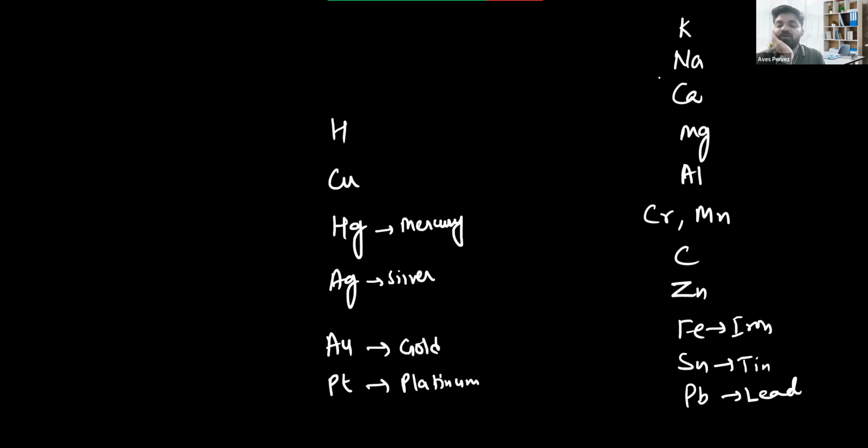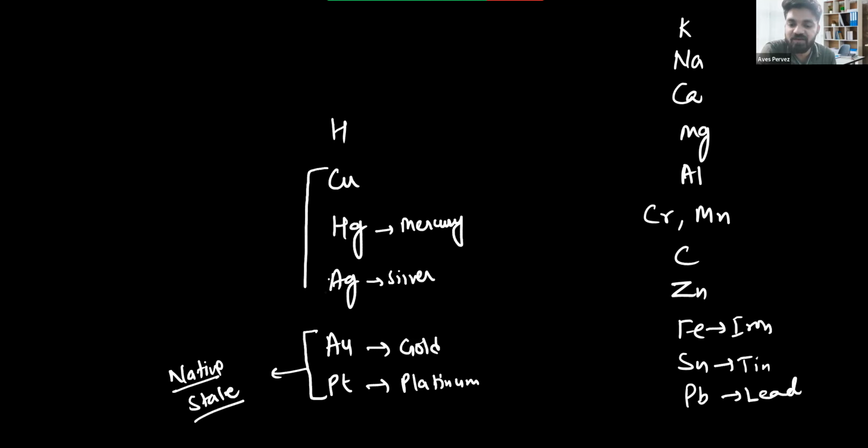If I talk about these metals, they exist in the native state. Native state means they are not found in oxide, carbonate or sulfide form. They exist in their native state, and these metals are considered the least reactive metals, or we can call them low reactive metals.